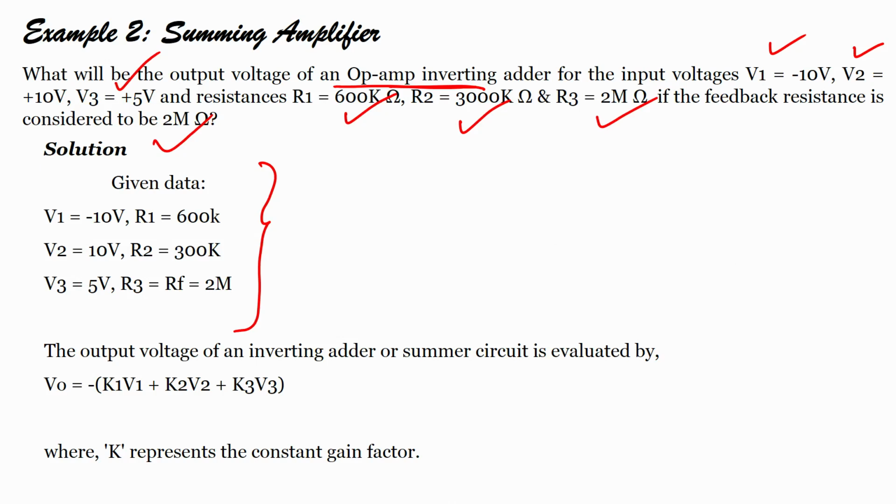The output voltage is VO equals minus K. K is nothing but the gain factor. Rf by R1 is K1, Rf by R2 is K2, and Rf by R3 is K3. So, VO equals minus bracket K1 V1 plus K2 V2 plus K3 V3.